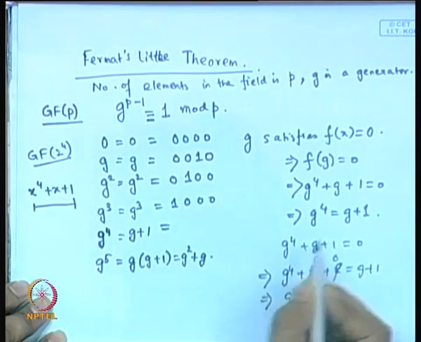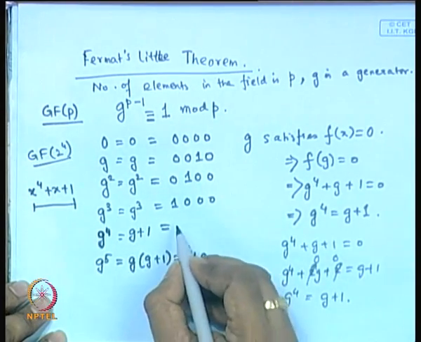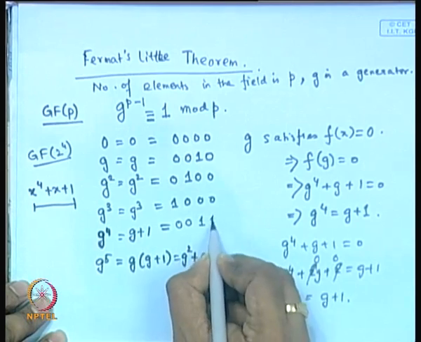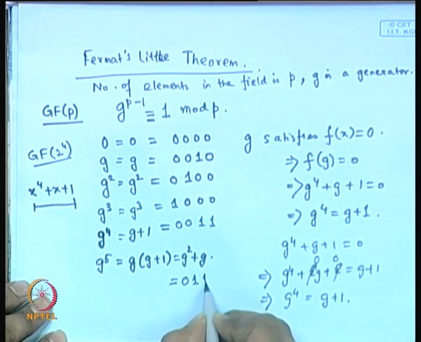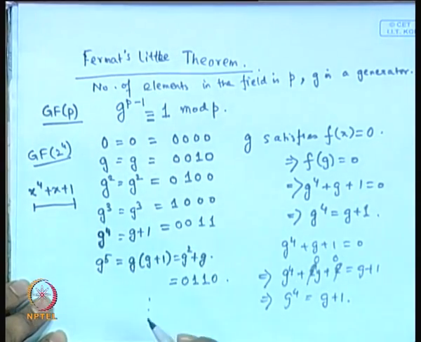But if I do this modulo operation, I obtain g plus 1, and therefore that can be represented as this. What about g square plus 1? I can represent g square plus 1 as 0, 1, 1, and 0. And so I can obtain the other elements also.